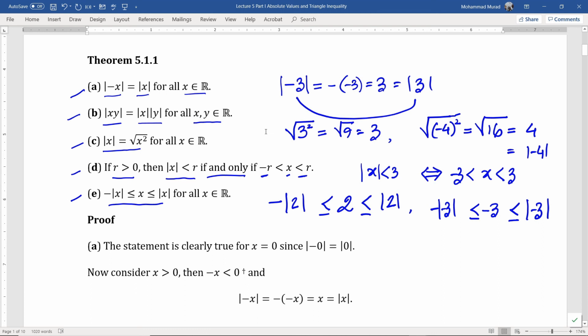Let's try to prove statement A. The statement A is clearly true for x equals 0, since the absolute value of negative 0 is exactly equal to the absolute value of 0. Now we consider the case where x is a positive real number. If x is positive, then minus x should be a negative real number. Then, by definition, the absolute value of negative x equals the negative of the number itself, namely negative of negative x, which is x itself, following the property of fields.